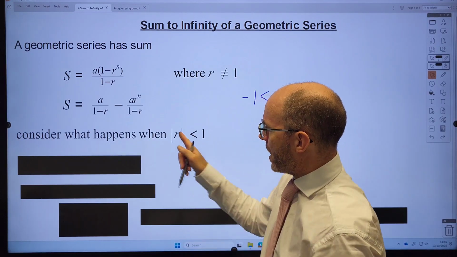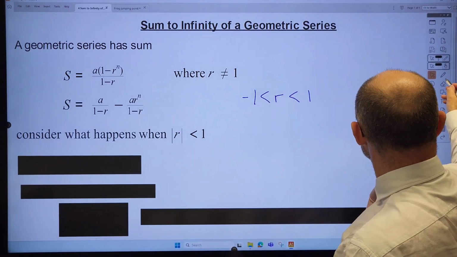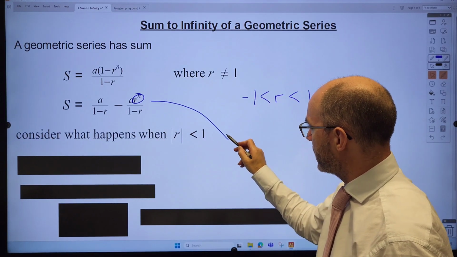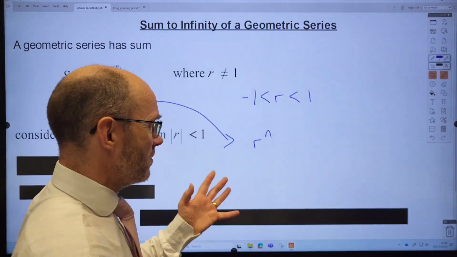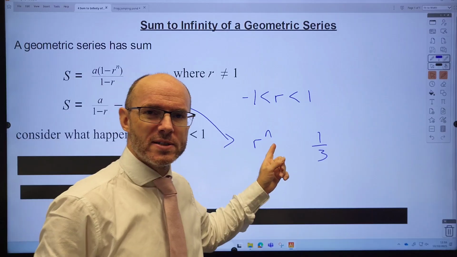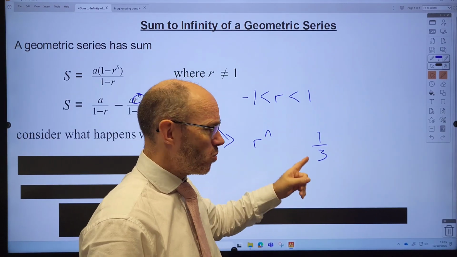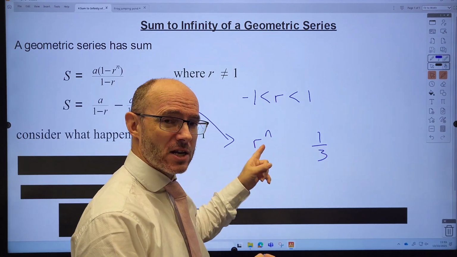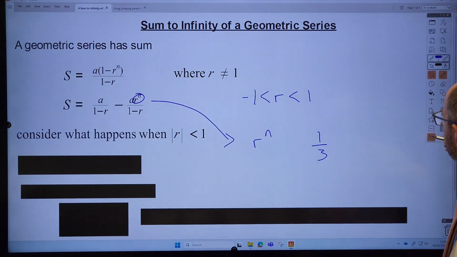Okay. Consider what happens when r lies between -1 and 1. Consider what happens to this term here, r to the power of n. Well, if r is a fractional value, like 1/3, like I had earlier, and you raise that to the power of 2, then 3, then 4, then 50, then 100, what happens to this? It gets smaller and smaller and smaller, doesn't it? R to the power of n actually gets smaller and smaller. That's at infinity. It tends towards 0.